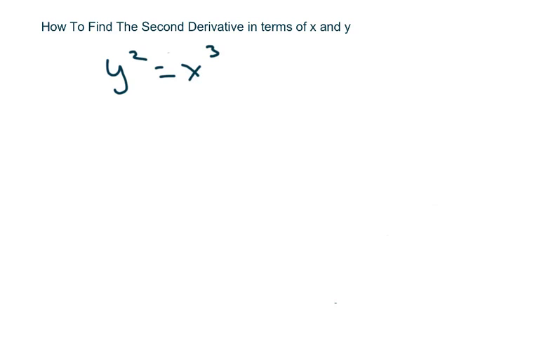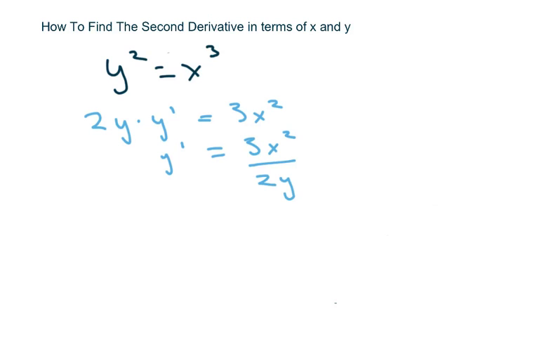Hi everyone, we're going to find the second derivative in terms of x and y, and so I'm going to do this implicitly. We get 2y times y prime equals 3x squared. So my first derivative is going to be 3x squared over 2y.